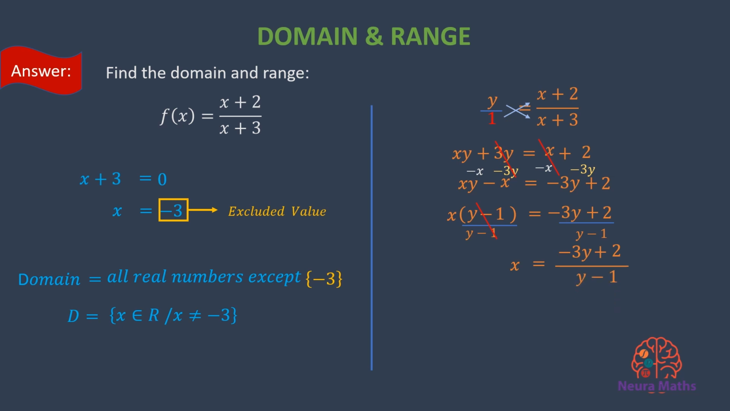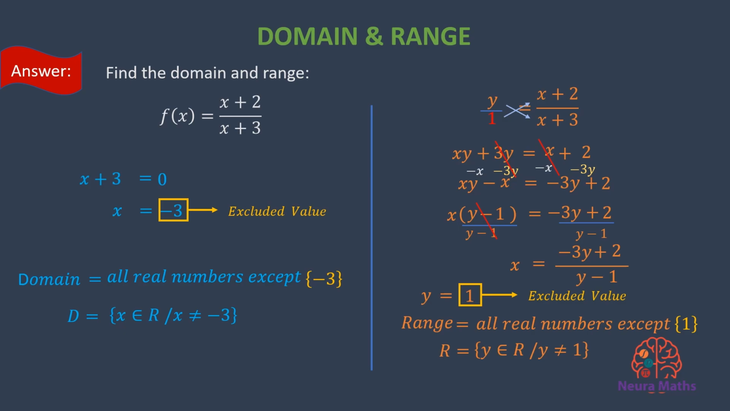Now the range is all real numbers except the zeros of the denominator. Setting y minus 1 equal to 0 gives us that y equals 1 is the excluded value. So, the range is all real numbers except 1, and this can be written mathematically as y belongs to R, provided y doesn't equal 1.